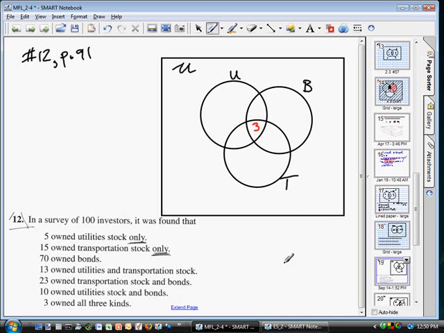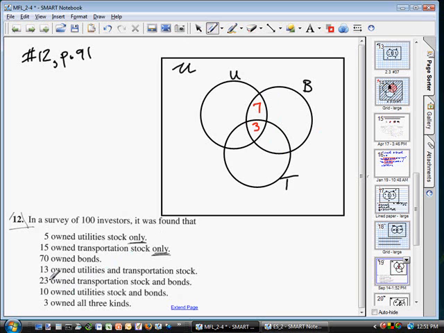10 owned utilities and bonds. Where do utilities and bonds overlap? Right there, right? This whole section is utilities and bonds, and it's supposed to have a total of 10 in it. What does that tell us? Doesn't it total 10 now? I can't mess with that, and this whole section has to total 10. Oh, cool. We're starting to piece by piece deduce where everything is.